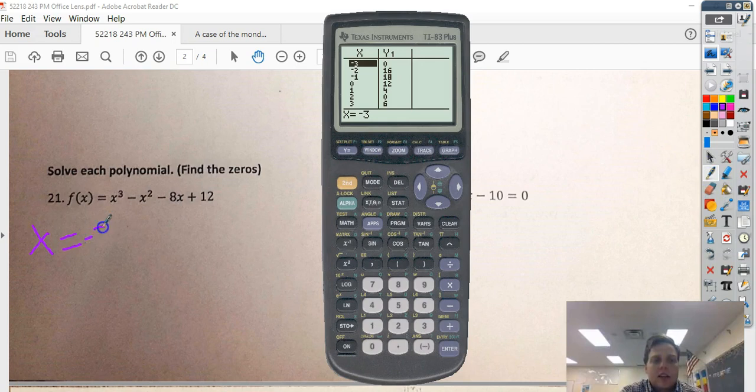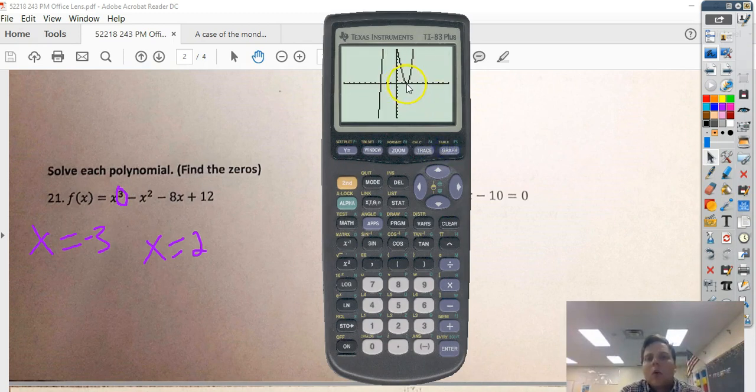Ooh, that's kind of hard to see. And x equals 2. Now, I have a highest power of 3, so I need 3 zeros. But go back to the graph real fast. If I can get it to go back to it. Okay, come on. Okay. What is it doing when it hits the 2? It's bouncing back up, right? What does that tell us about the 2? It has a multiplicity of 2, so that means it's really 2 of our zeros hidden in 1.